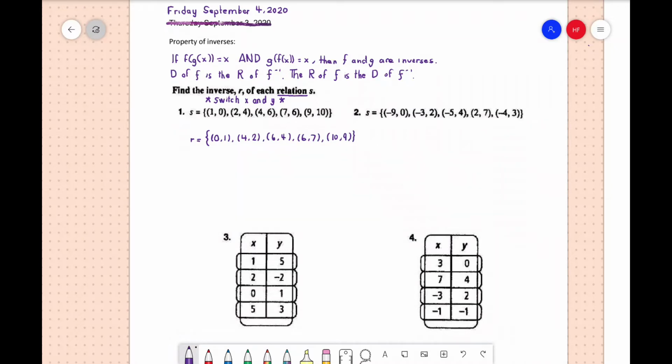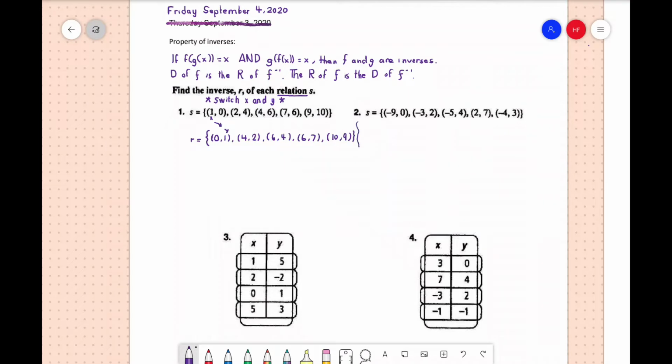Remember, we said that the domain of f is the range of f inverse. So that applies even with our relations. The domain are my x values, remember? My x value now becomes my y value. So that means that the domain is now the range, and the range is now the domain.